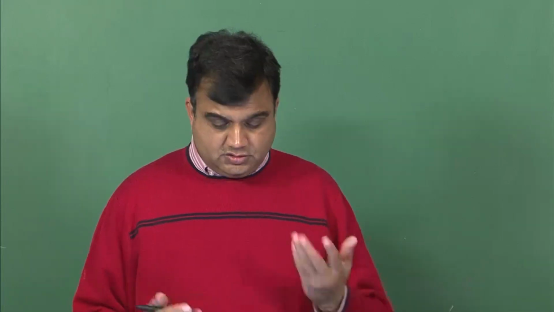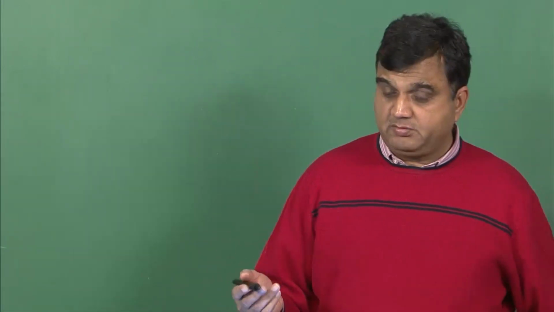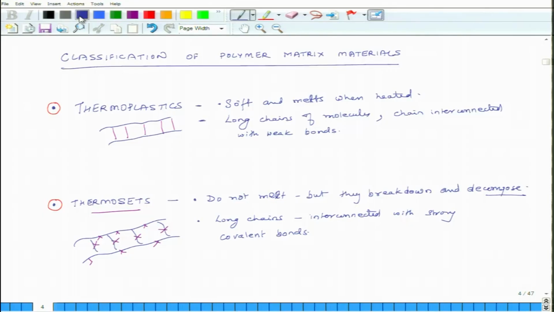So as a result, once you heat it up and cross a certain threshold, these thermosets do not get back to the original configuration. So once you heat it, these bonds, especially the bonds between the chains, break down and they cannot be recovered. So let's look at some of the examples of thermoplastics.